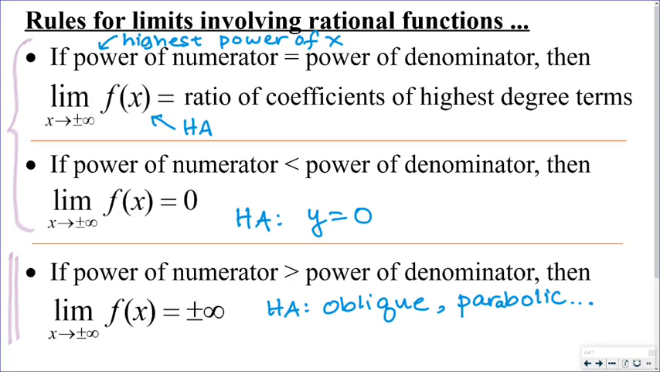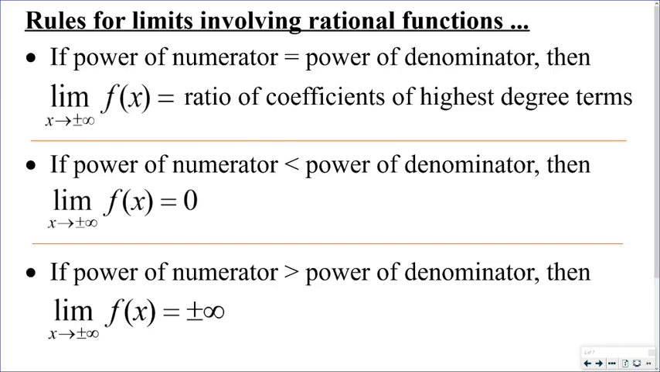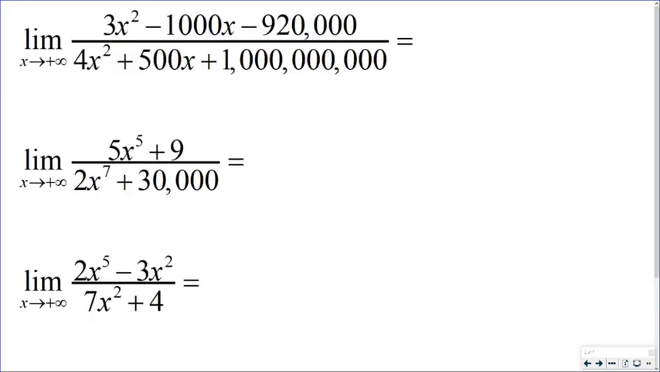So let's look at some examples for these. You see I've got three limits here. The first one, the limit as x approaches positive infinity of 3x squared minus 1000x minus 920,000 over 4x squared plus 500x plus 1 billion. It looks like there are some really, really big numbers here.